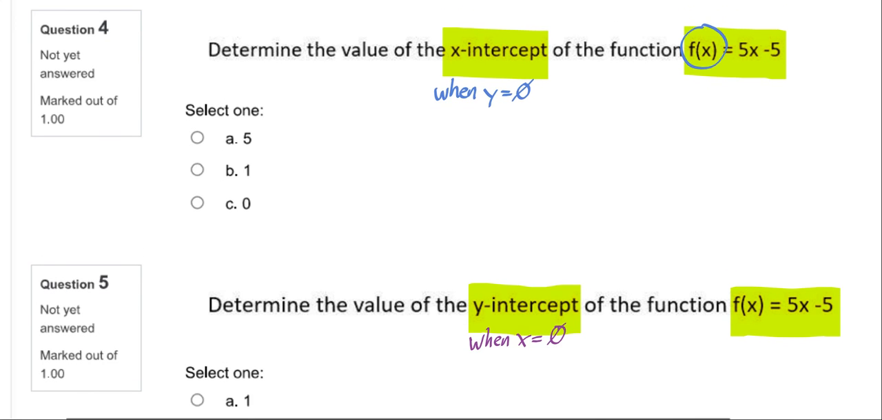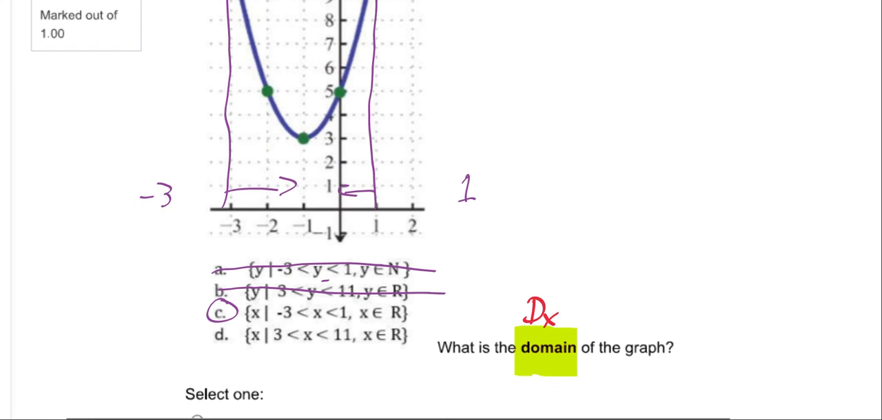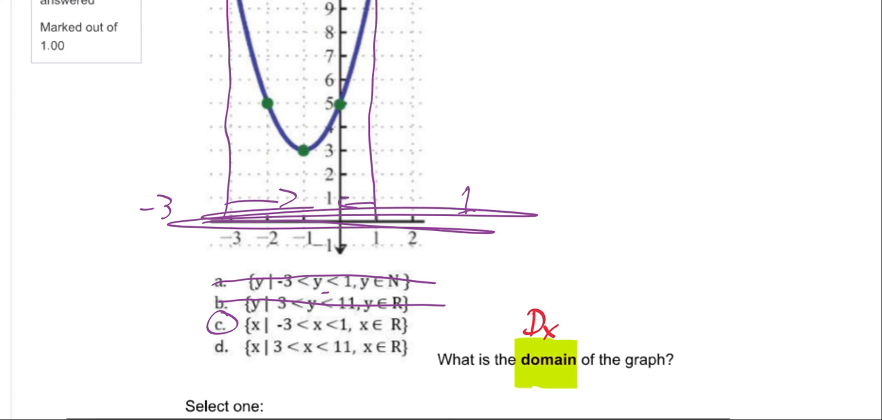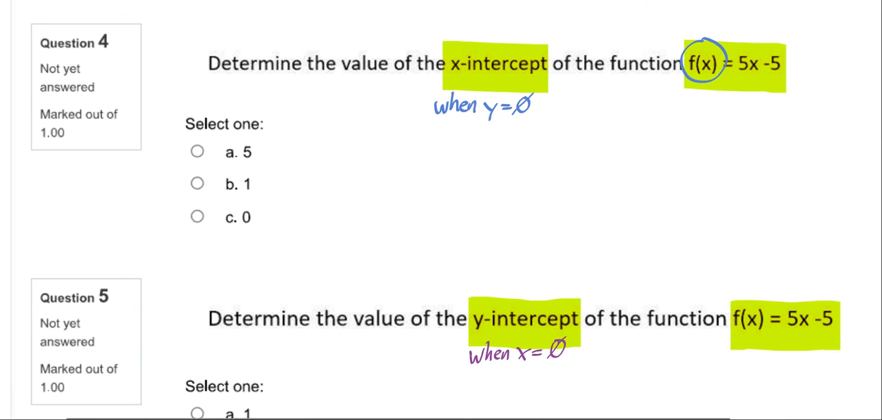Question 4, determine the value of the x-intercept of the function f(x) equals 5x minus 5. So an x-intercept happens when the y value is 0. So you cross, let's use this as an example, you cross the x-axis when you go down, down, down, your y values reach 0. So the y values are these guys. So if I write this as 0 equals 5x minus 5, then I can solve for x.